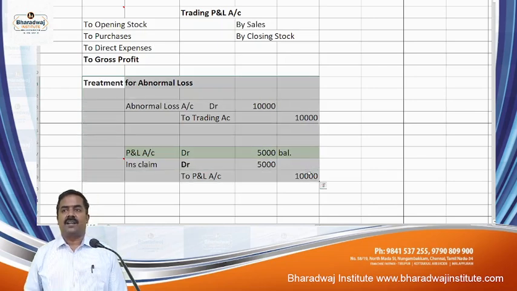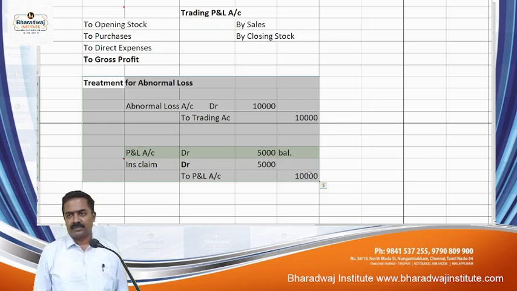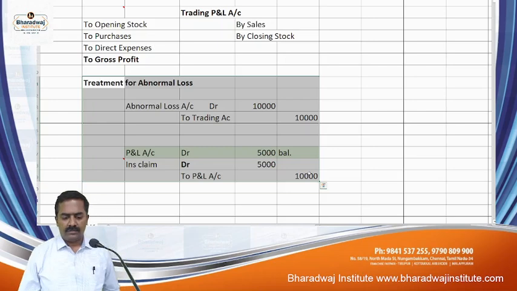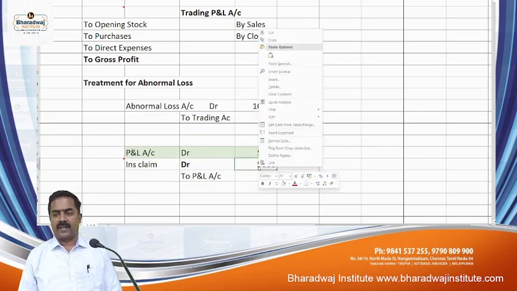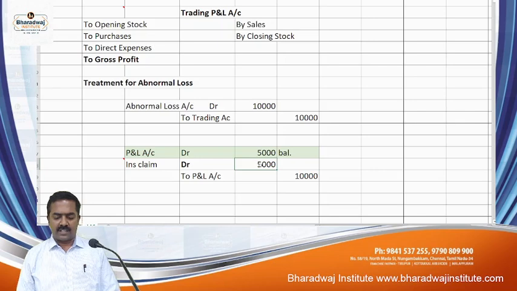Nobody will make a mistake in writing purchases, sales, direct expenses and all. In abnormal loss, many students in the past have gone wrong. Let us add that knowledge. For example, I told you the insurance claim is 5,000. Suppose the insurance claim is 9,000, how much loss will be recognized? Only 1,000 will be recognized.